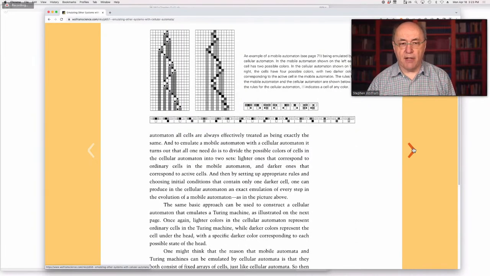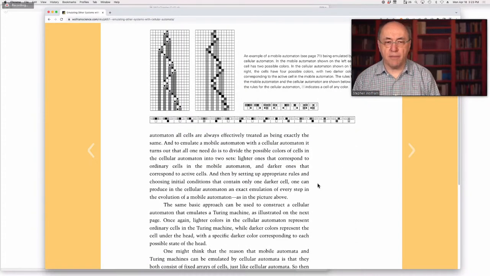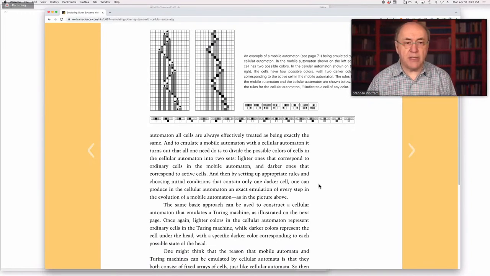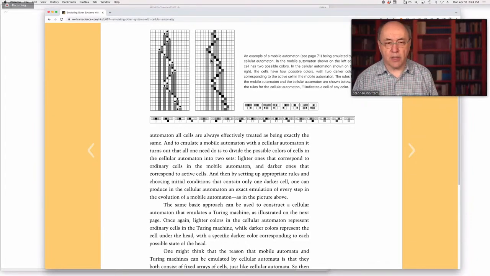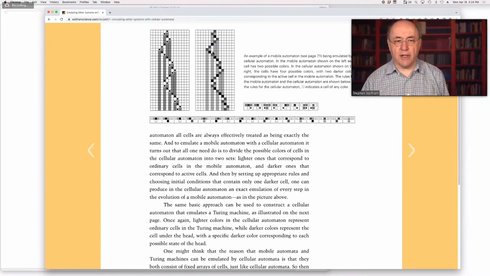So this is about emulating other systems with cellular automata. And mostly it's rather easy. Like, this is a mobile automaton. Remember, a mobile automaton just has one active cell, but that active cell has a marker that indicates where it is, and the marker moves around. So how do we emulate that with a cellular automaton? Well, it's rather easy. We just have a cellular automaton with two kinds of colors, one for the background and one for the active cell. And we just have these somewhat extended rules here. And now we can emulate the mobile automaton with a cellular automaton.